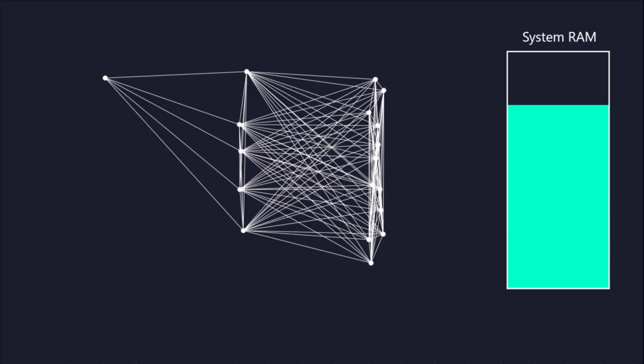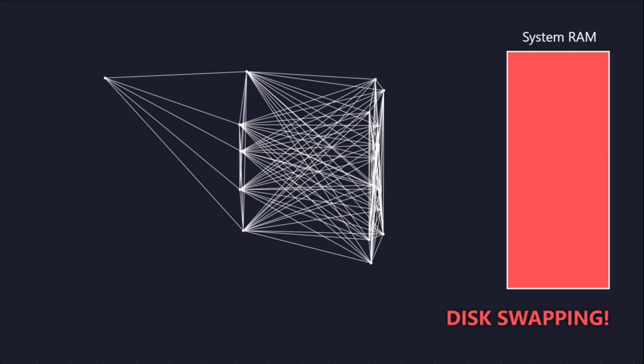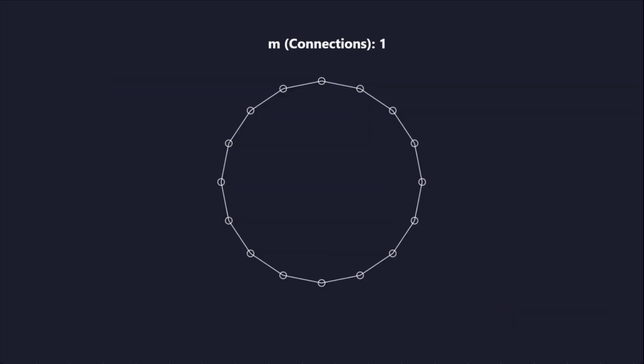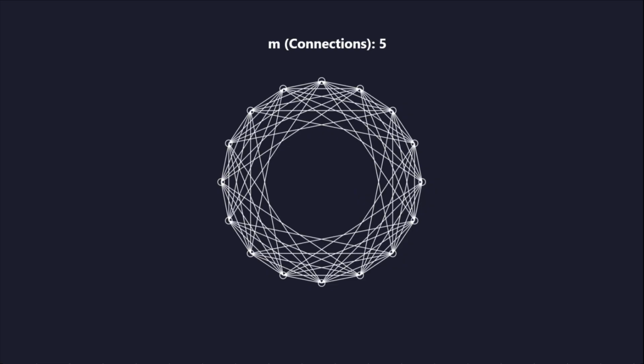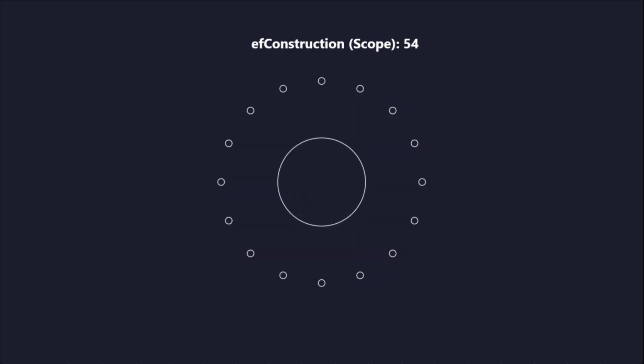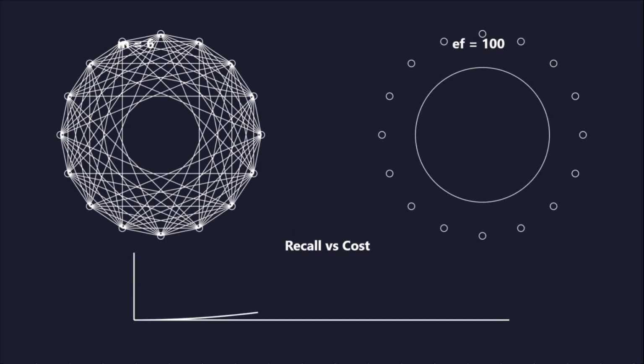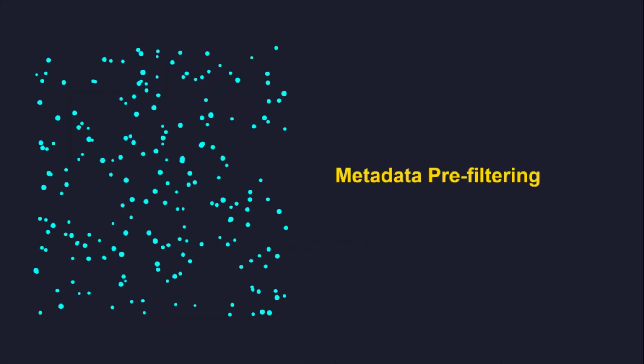Hierarchical graphs are stored entirely in memory for maximum speed. This means you must ensure your server has enough random access memory to hold the entire index structure to avoid disk swapping performance hits. The M parameter defines the number of connections for each node, while EF construction sets the search scope during index creation. Higher values lead to better recall, but slower index build times and higher memory use.